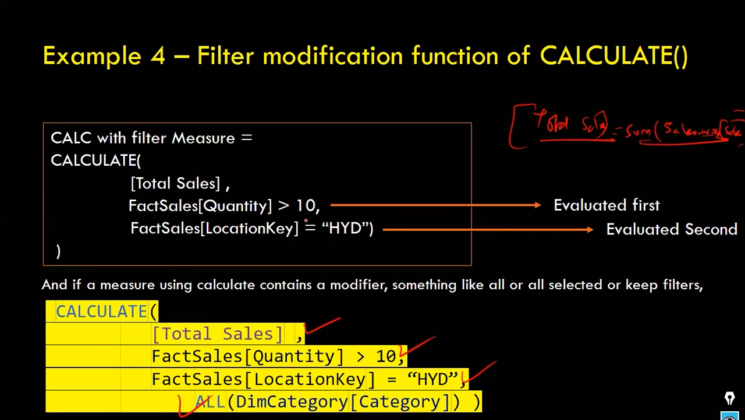The next one is the Boolean filter. The quantity is more than 10 and the location key is Hyderabad. For this subset of the data, it will select it. And if you see here, if a measure using calculate contains a filter modifier, something like ALLSELECTED or the key filter. Look here, this is your all function. This all is something like a filter modifier. This is a Boolean expression you know very well. Along with that, we have the filter modification function, the all function. Don't worry about this. We'll explain it a little later in today's session. If I explain it now itself, the flow will get disturbed.